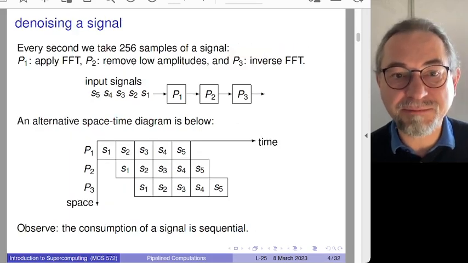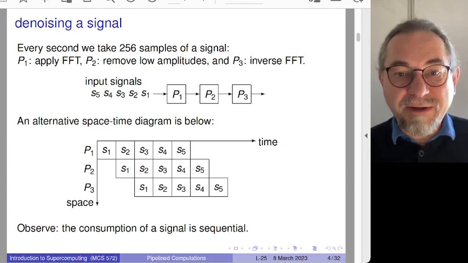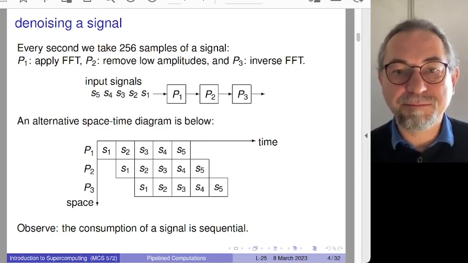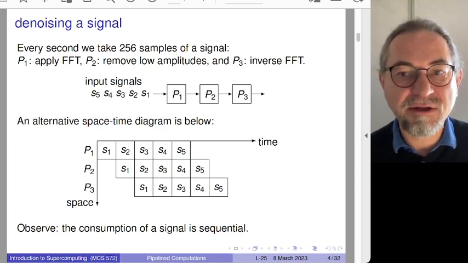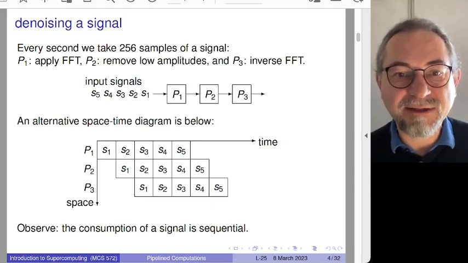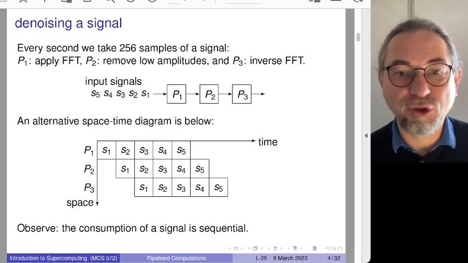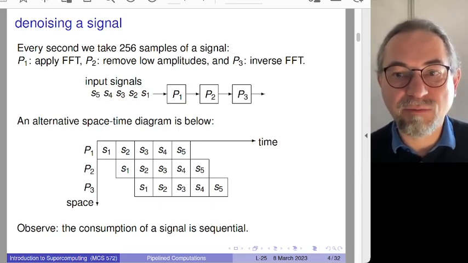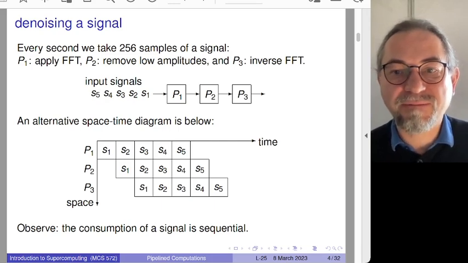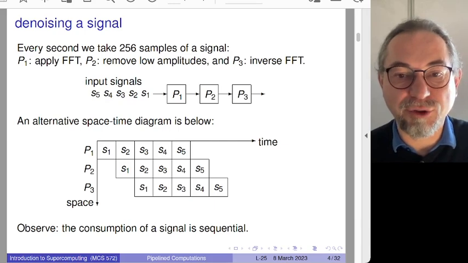Here is another example from signal processing. We have again 3 processes to process a signal via the fast Fourier transform, then the filtering. So here, for example, removing the low amplitude. You could also remove certain frequencies. And then we reassemble with the inverse fast Fourier transform the filtered signal, the original signal.